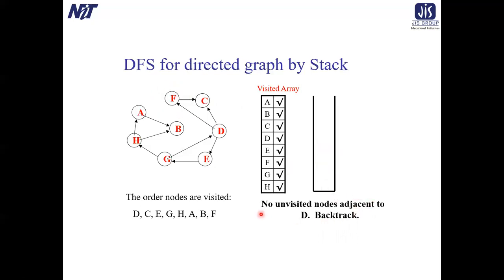And now D. All the adjacents of D are visited. So we pop. So that means our stack is empty. So depth first search traversal is done. So this is the order of traversing the nodes.